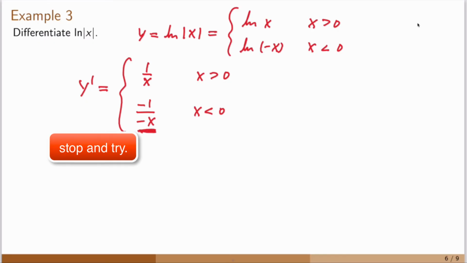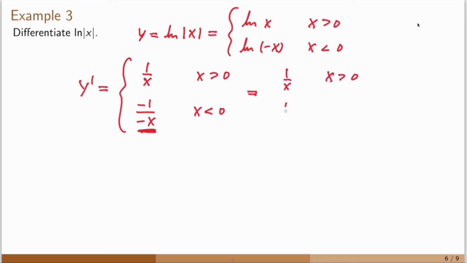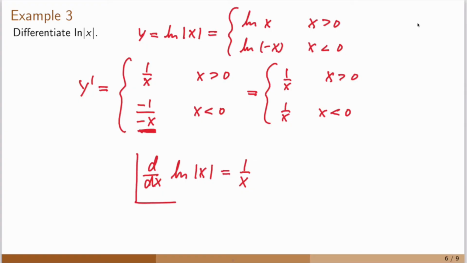Okay? And so then this is 1 over x for x positive, and this is 1 over x for x negative. Oh, this is cool. So we get the same expression, no matter if x is positive or negative. And so then here is the other important formula which I promised. d by dx of log of absolute value of x is 1 over x. Now, this is a formula which we'll use all the time. So I recommend you to memorize it, to put it in your memory bank.